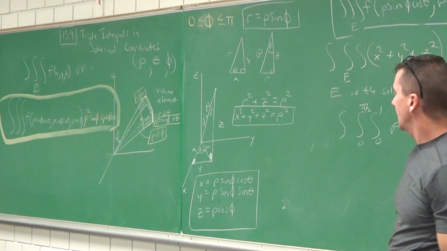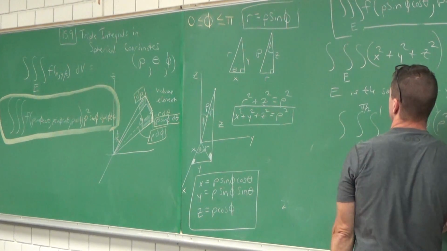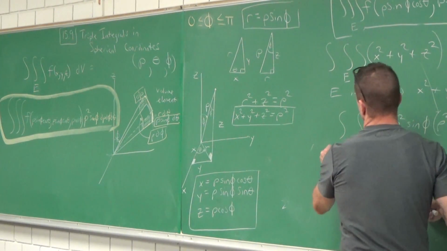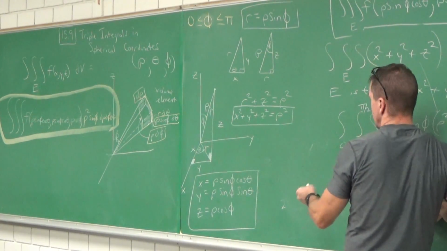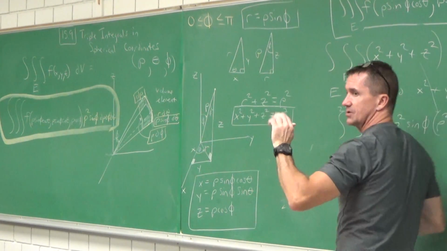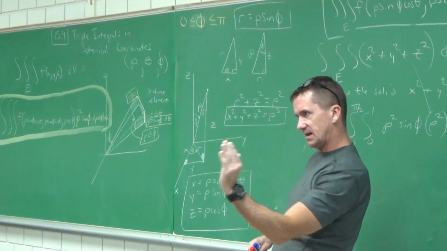Or do 0 to pi. That's the answer. What's this? Nothing different here. If they said something like first octant, we'd do 0 to pi over 2, but here theta is going all the way around. So theta is going to stay what?